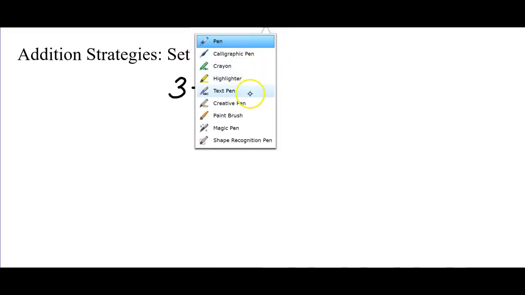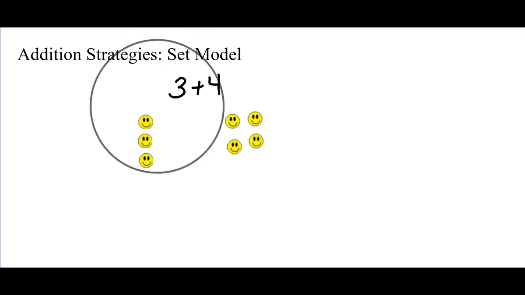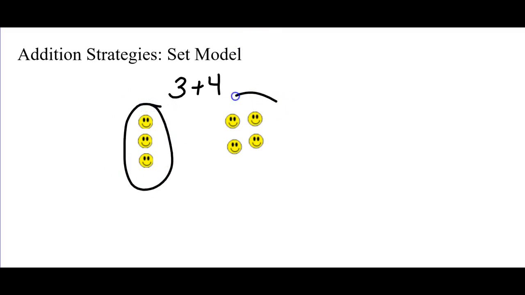Let me add those in, and I usually use the creative pen. We'll do smiley faces. So I've got 3 smiley faces here in this set, and then 4 over here in this set. And so as you're drawing these out, you don't have to use smiley faces, but whoops, not a circle. I was hoping to get the normal pen here. You've got one set here and you've got one set here, and we're adding those two together.